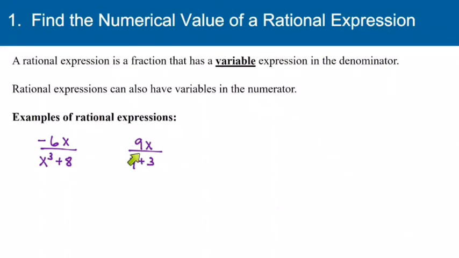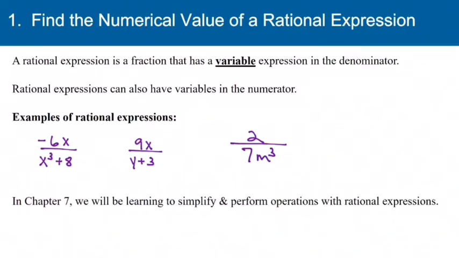This rational expression has two variables. And 2 over 7m to the third. So this rational expression does not have a variable in the top, but it does have a variable in the denominator. Basically, all of Chapter 7 is devoted to learning how to simplify and perform operations with rational expressions, and this is a skill that you'll use over and over throughout the rest of your algebra career.